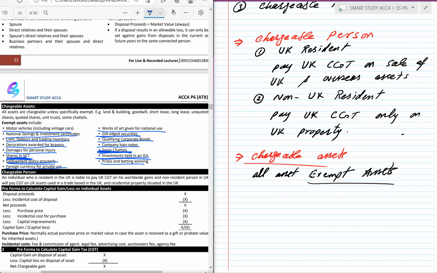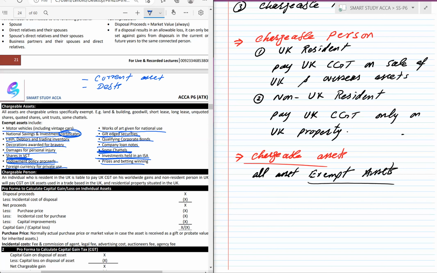In short, you can say current assets, all types of investments in debts. You can see there is the word certificate over here.